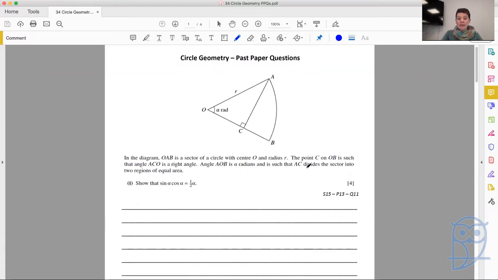So we have a diagram. OAB is a sector of a circle with center O and radius R. The point C on OB is such that angle ACO is a right angle. Angle AOB is alpha radians and is such that AC divides the sector into two regions of equal area. Show that sine alpha cos alpha equals half alpha.